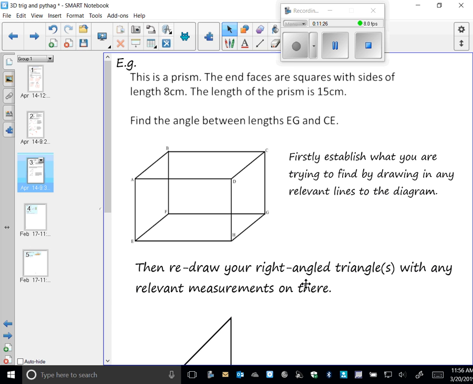Okay. So what is the prism? This is not a prism. How do you know which is front and back?